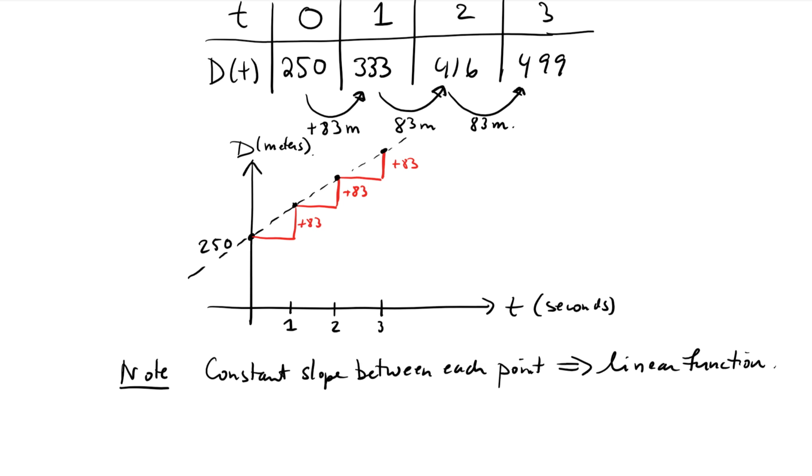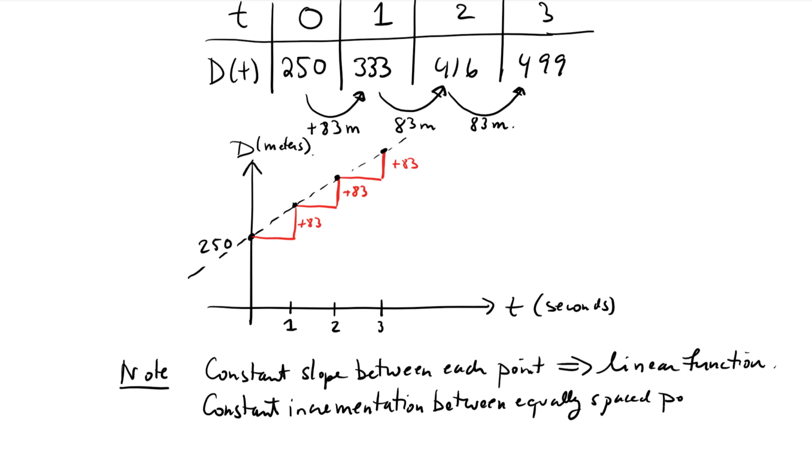We can also see it by a constant incrementation between equally spaced points, which means it's a linear function. So I'll write that too, it's kind of equivalent here. Constant incrementation between equally spaced points. That means you're also dealing with a linear function. So whenever you see this, you should be using a linear model.